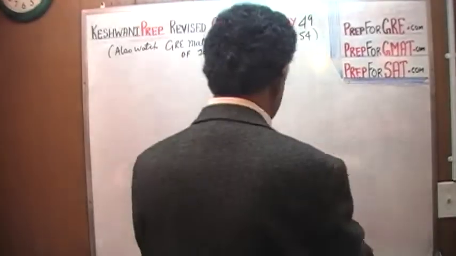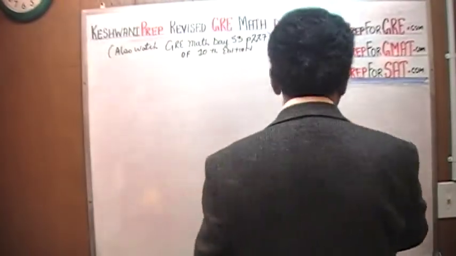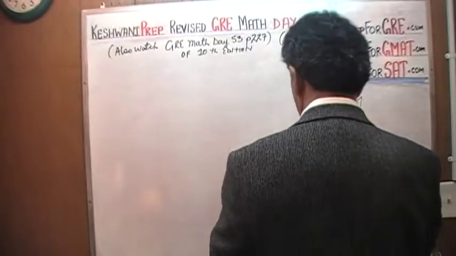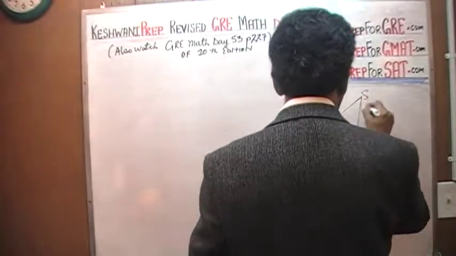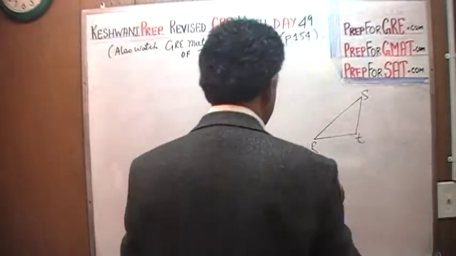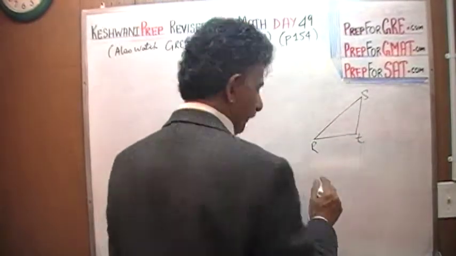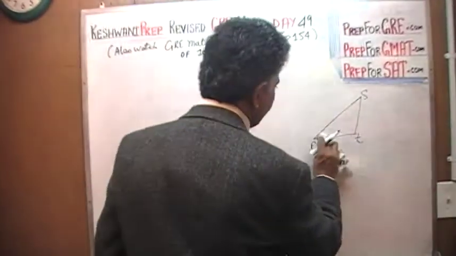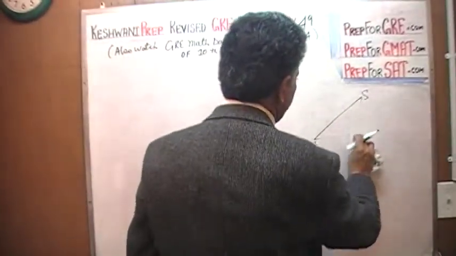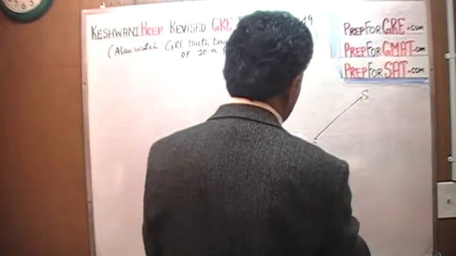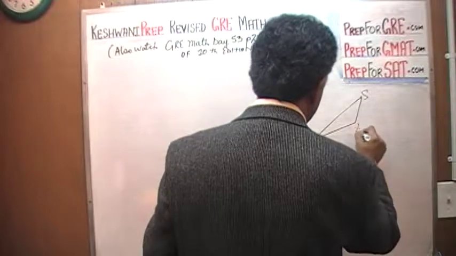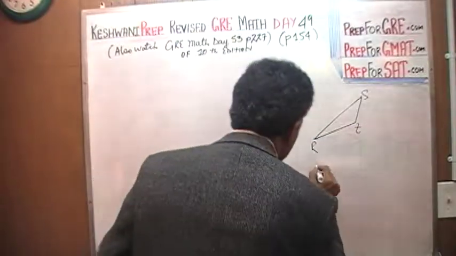So here's the problem. We're given a triangle R, S, and T. If you want to make it interesting, I don't want you to feel that there is some significance to this line being horizontal or looking like a right angle or something. So I'm just going to make it a little bit more interesting. R, S, and T. And the question is simply this.